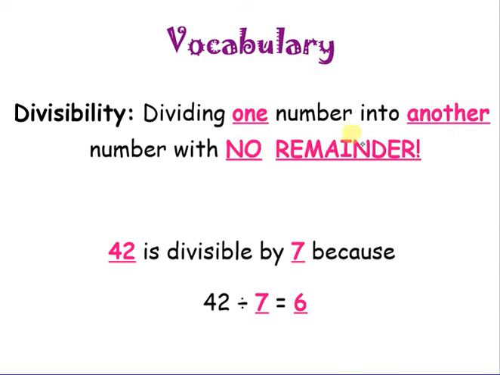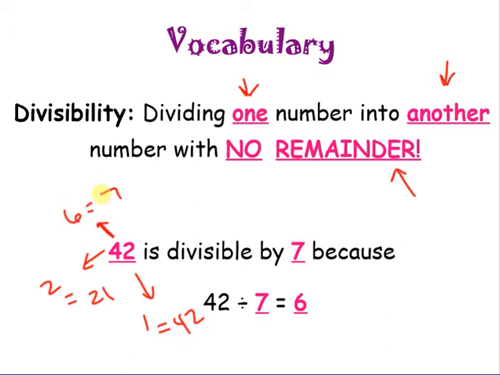Okay, so a little bit of vocabulary before we get started. Divisibility is dividing one number into another number with no remainder. So for example, the number 42 is divisible by 7 because 42 divided by 7 is 6. 42 is also divisible by other numbers, such as 2. 2 goes into 42 21 times. Okay, the number 1 also goes into 42 42 times. The number 6 also goes into 42 7 times, and on and on and on. So divisibility means a number going into another number with absolutely no remainder.